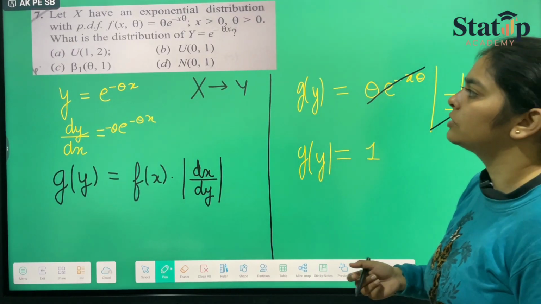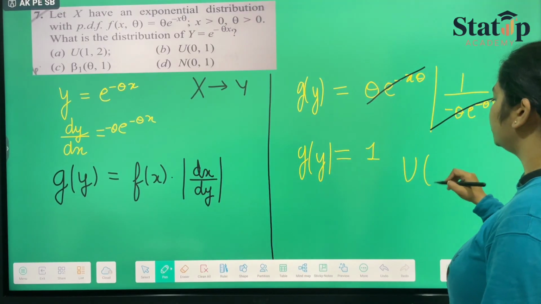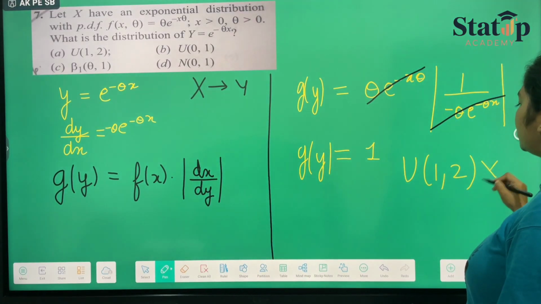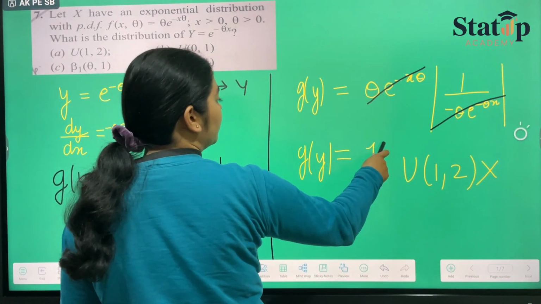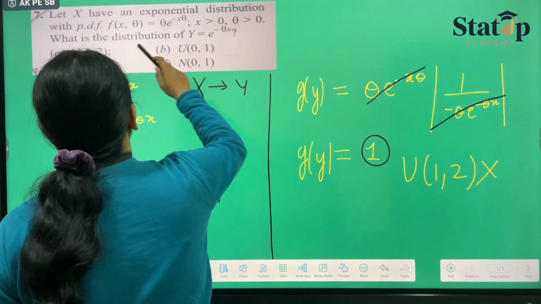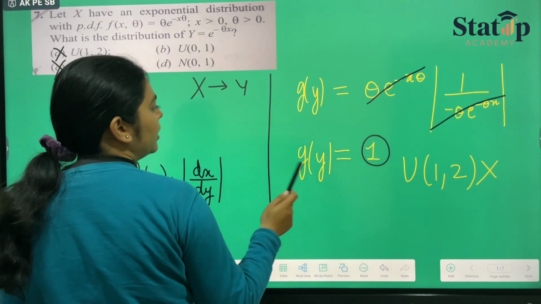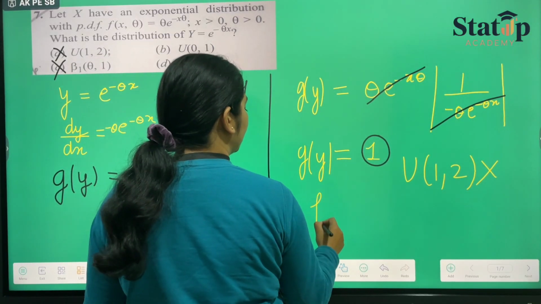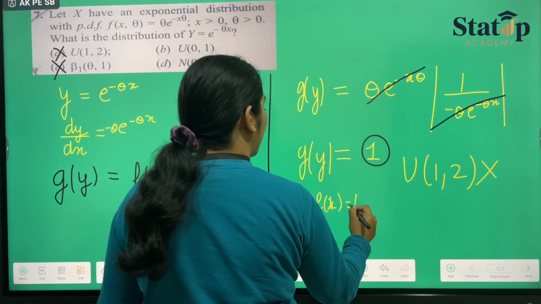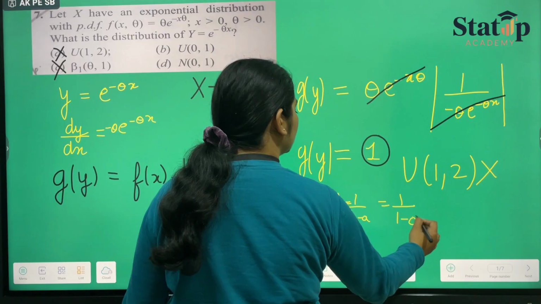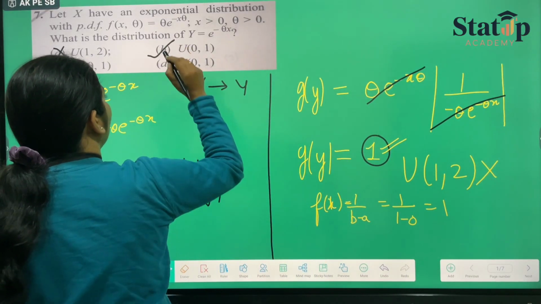Now which option satisfies this? If we talk about the first option, which is uniform distribution with limits 1 and 2, it does not satisfy it. So these two do not satisfy it. If we talk about uniform distribution 0 and 1, yes, it can satisfy, because f(x) will be 1 upon b minus a, and b minus a is 1 minus 0, which is 1, which satisfies this. So our option B is correct.